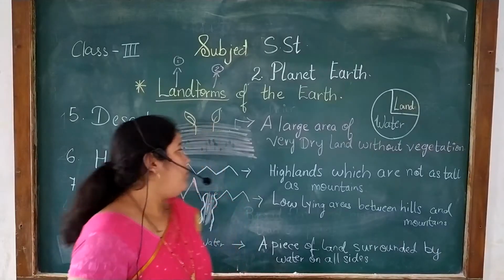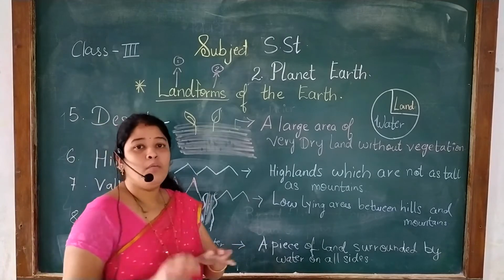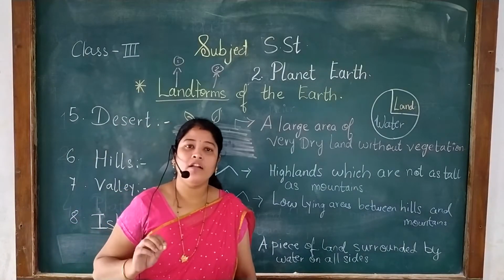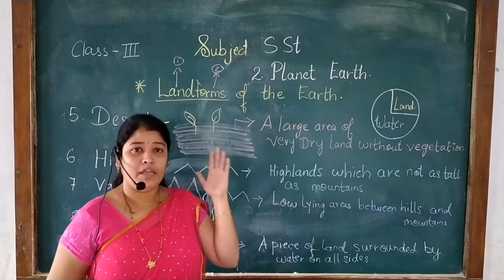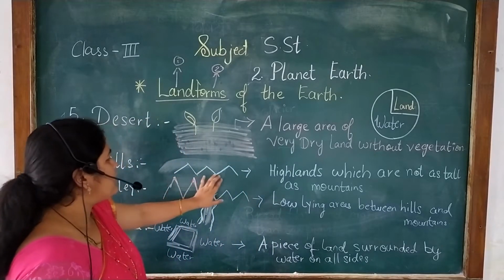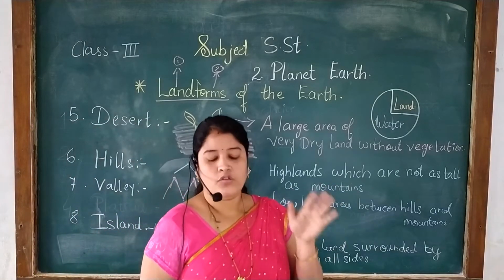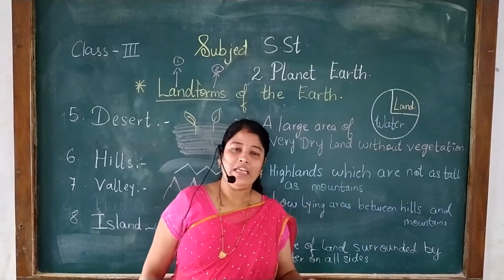Okay. Now next, hills. Now I have told you about mountains. Mountains are very large, very big, with pointed peaks. But hills are not as tall as mountains. Highlands which are not as tall as mountains are called hills.